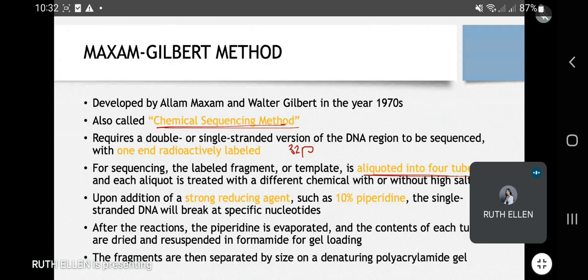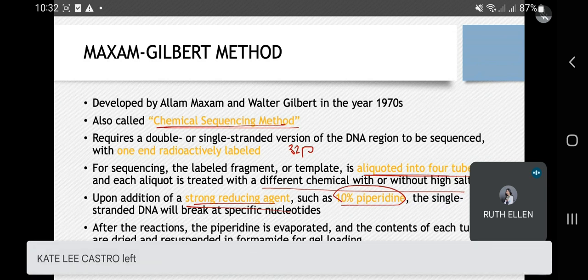Okay? And each aliquot is treated with a different chemical with or without high salt. So, eto na yung mga base modifiers natin. So, bawat tube, dun sa DNA sample natin na dinivide natin sa 4, lalagyan natin sila ng iba't ibang chemical agents or base modifiers which targets different nucleotides. Okay? Next, upon the addition of a strong reducing agent, so for the reducing agent, we use 10% piperidine and it facilitates the breaking of our nucleotides. Okay? So aside from our chemical agents or base modifiers, meron din tayong reducing agent.